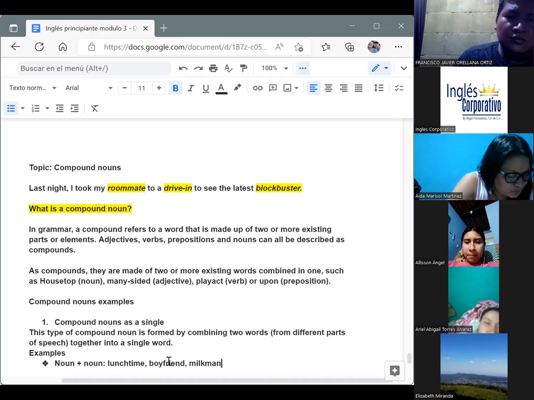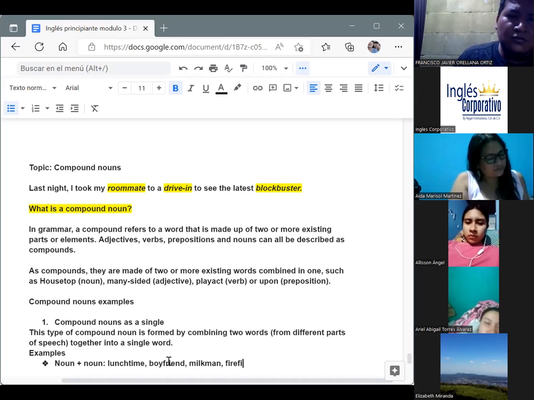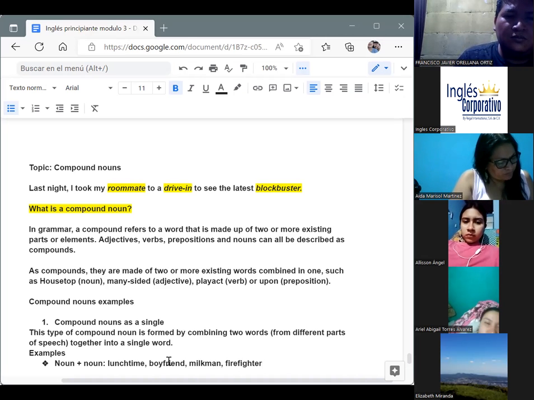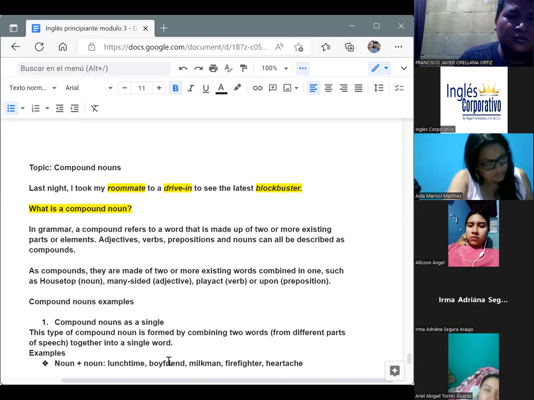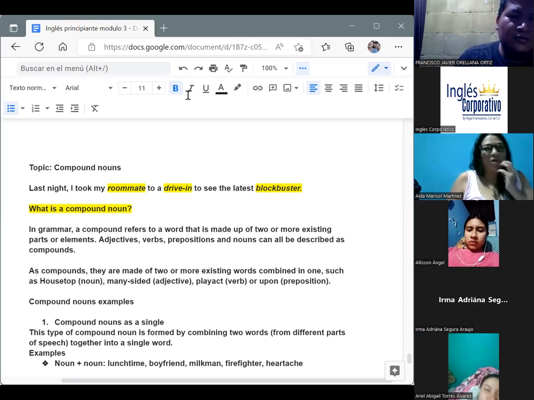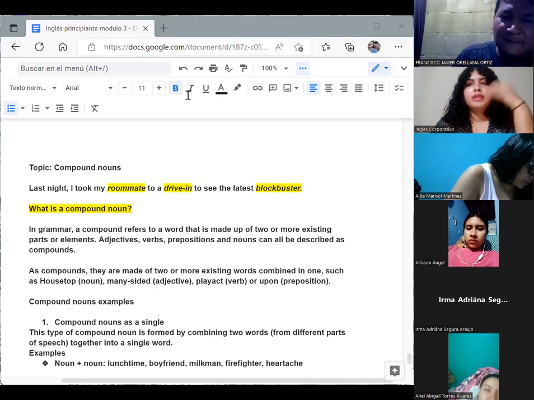Milkman, firefighter, and a headache. So in this case, some of these words are very, very common for us, because we have seen these words, or we use these words in our daily speech. So in that case, they are not very different words. In this case, we have previous knowledge about those words.